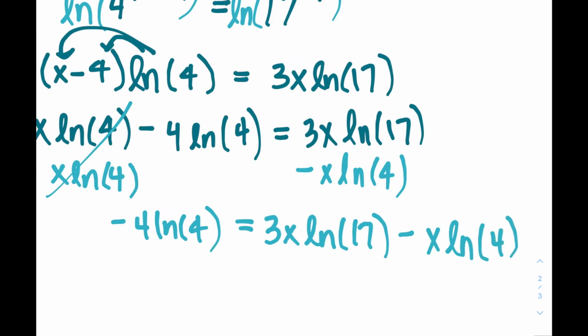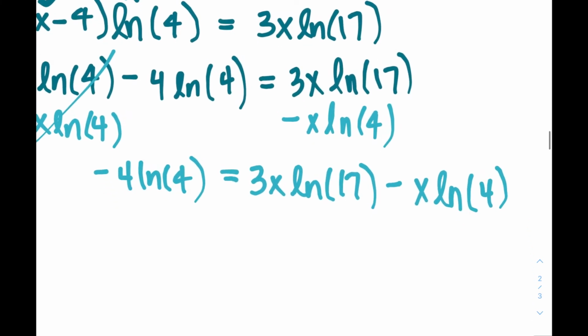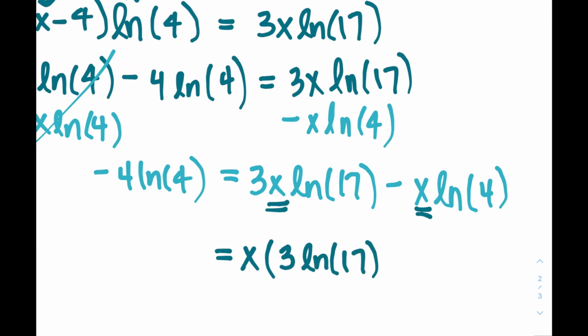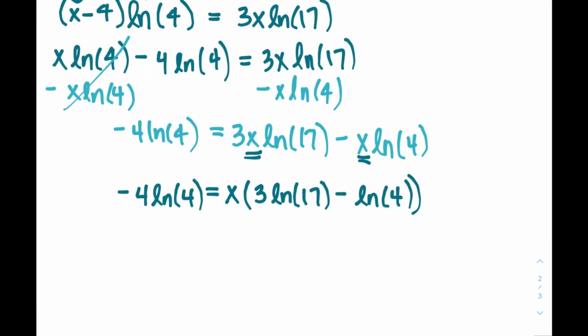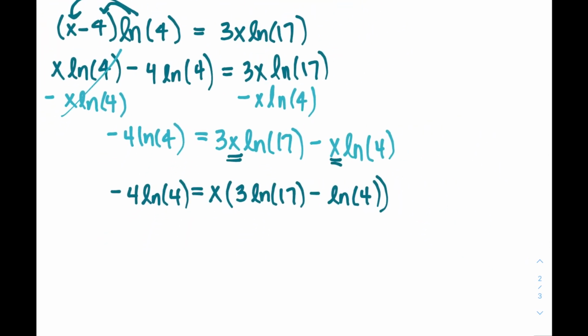which can seem problematic. It can seem like a problem because how on earth are we supposed to solve for x now, right? We have 2 terms with x. Well, that's kind of exactly the point, right? When you have 2 terms that have something in common, you can pull that thing out. So I'm going to factor out an x from both of these terms. That will leave me with 3 natural log of 17 minus natural log of 4 on this side, and then over here I still have negative 4 natural log of 4. Okay? Next thing we would want to do is actually our last step.